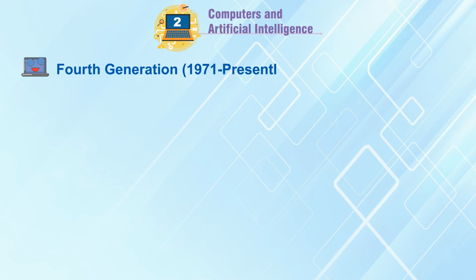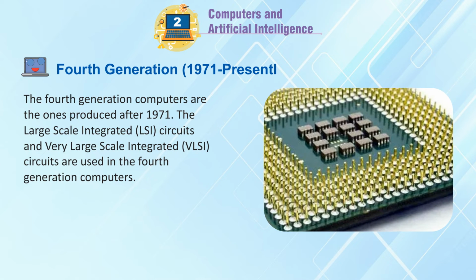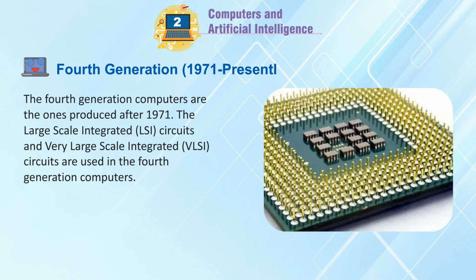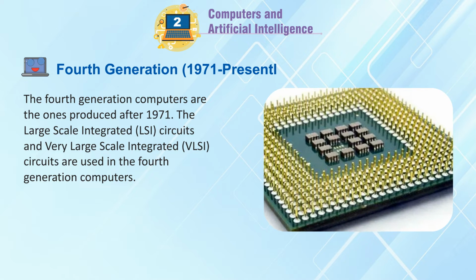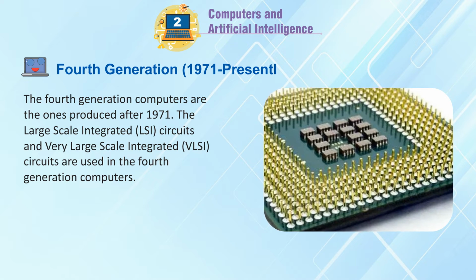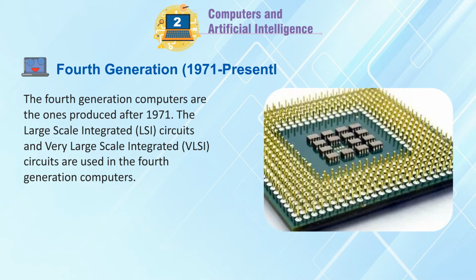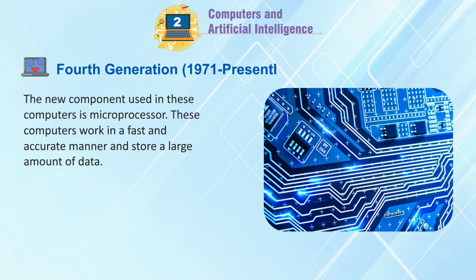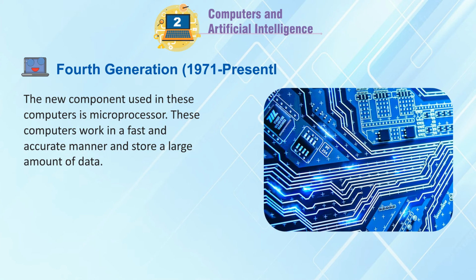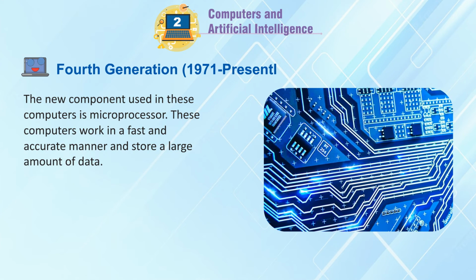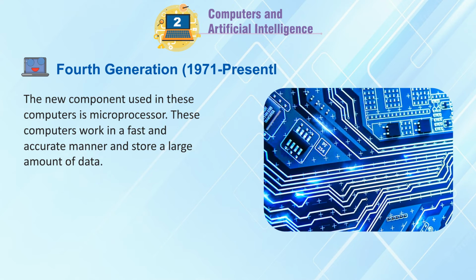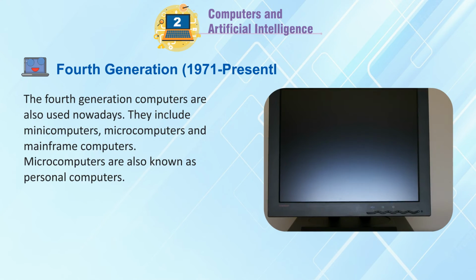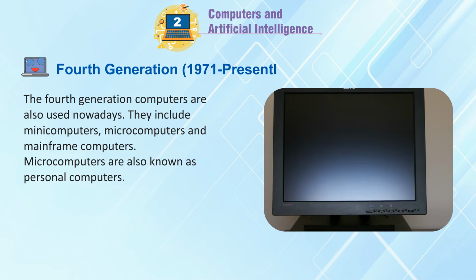Fourth generation, 1971 to present. The fourth generation computers are the ones produced after 1971. The large-scale integrated circuits and very large-scale integrated circuits are used in the fourth generation computers. The new component used in these computers is the microprocessor. These computers work in a fast and accurate manner and store a large amount of data. The fourth generation computers are also used nowadays.